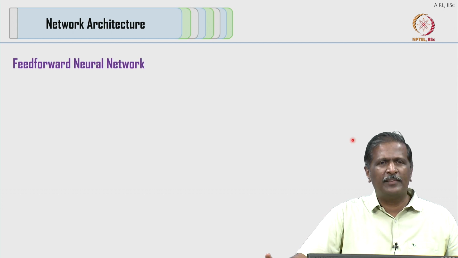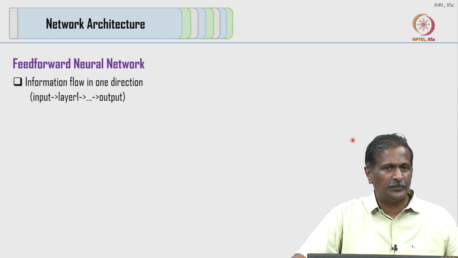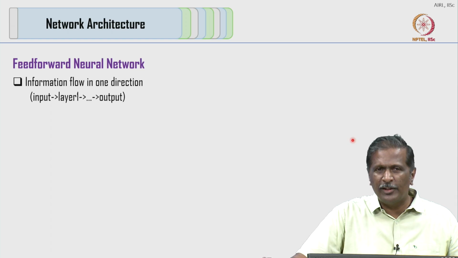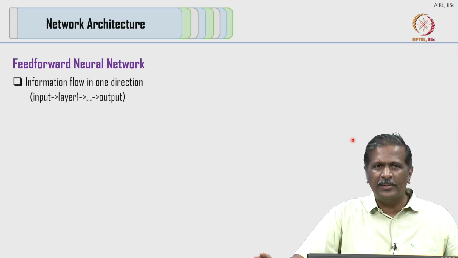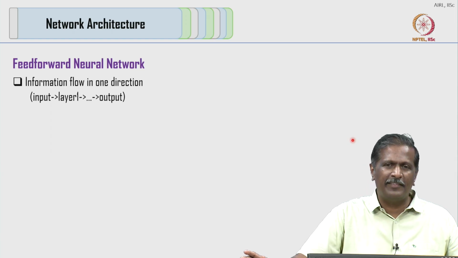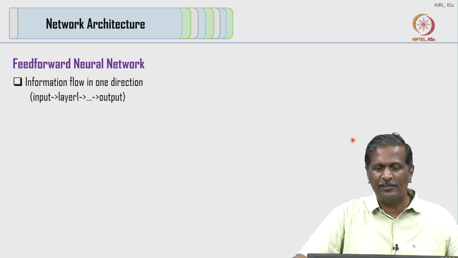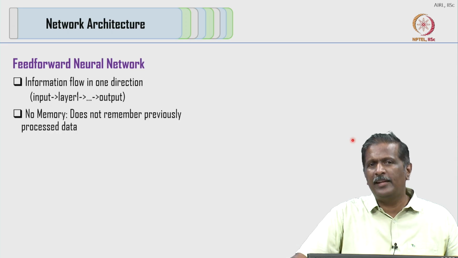First, let us look at what a feed-forward neural network is. Information flows in one direction. When I say one direction: input, hidden layer 1, layer 2, layer 3, layer 4, layer 5, all the way to the output layer, a one-directional flow. There is no memory here.